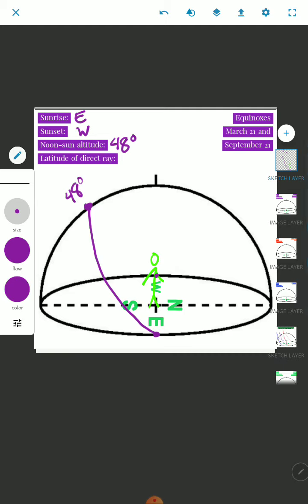And then just to show that it's going down the other side, so it rises in the east, this is where it is at noon. And then I'm going to put a nice little dotted line. It's not very straight, but it's going to go down and set in the west.